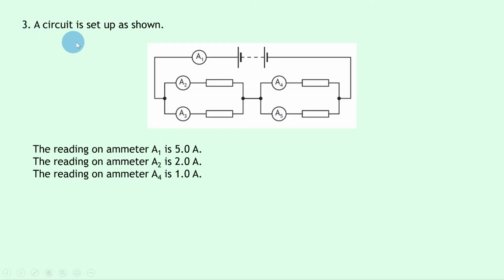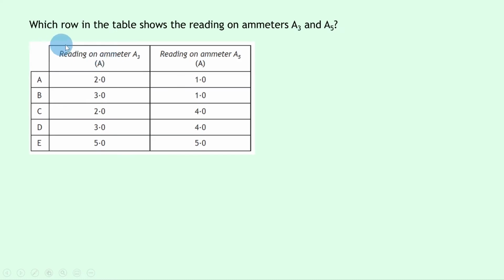Question 3 says that a circuit is set up as shown. So we've got two cells creating a battery, we've got ammeter A1 in series with the battery, we've then got two resistors in parallel next to two resistors in parallel, and each of those has their own ammeter in series. Then it says the reading on ammeter A1 is 5.0 amps, the reading on ammeter A2 is 2.0 amps, and the reading on ammeter A4 is 1.0 amps. It then says which row in the table shows the reading on ammeters A3 and A5.